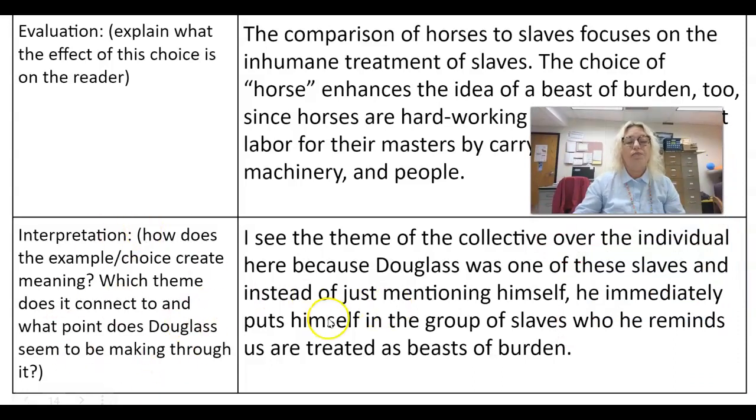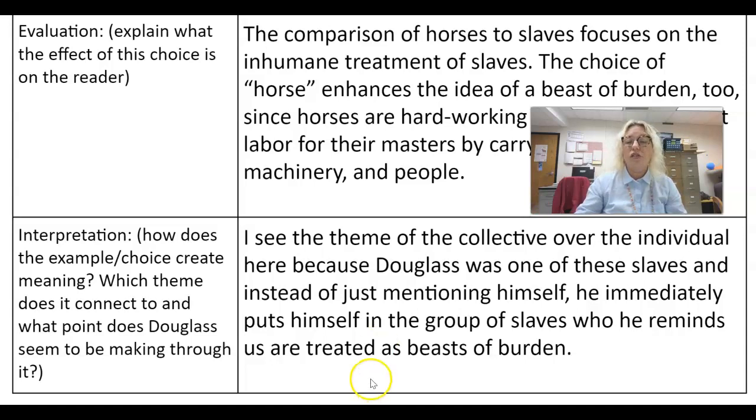Interpretation is the last part. And this is like, so what? How does this create meaning? How does it tie to theme? And so I put here, I see the theme of the collective over the individual here because Douglas was one of these slaves. And instead of just mentioning himself, he immediately puts himself in the group of slaves who he reminds us are treated as beasts of burden. So that's one way to look at it. I think it could probably tie to all 4 themes, but you only have to tie it to 1.